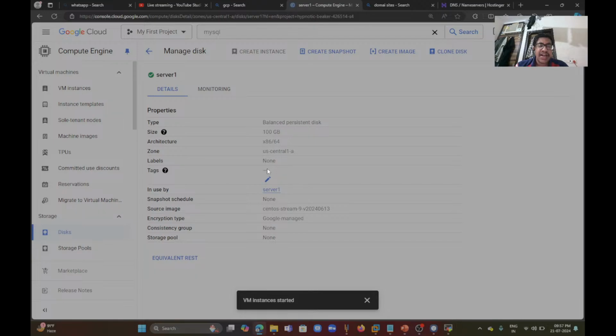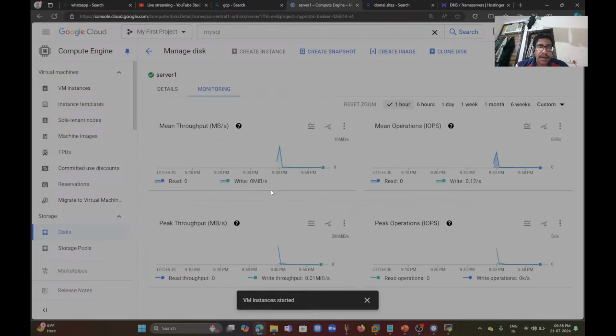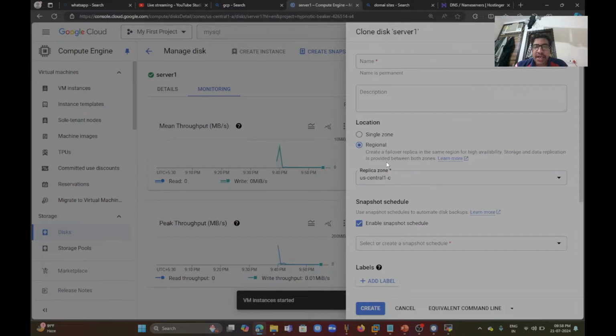We are identifying by the tags, and AWS can also identify instances by tags. The source image is none, and for encryption type Google manages the service. Okay, and this is for monitoring purposes: IOPS and CPU utilization, everything it will monitor. Clone the disk means we can clone the disk, and we can change the host name and everything.